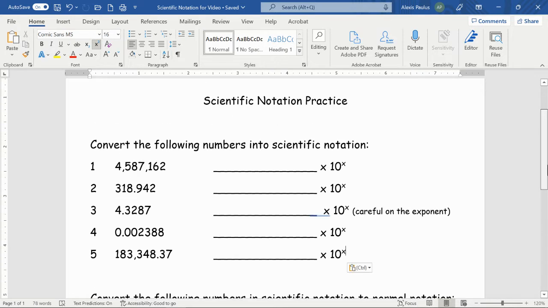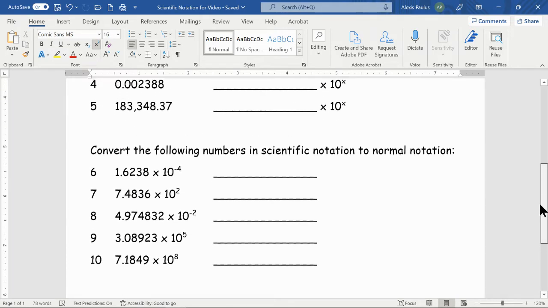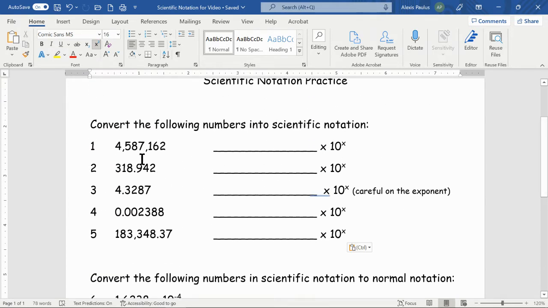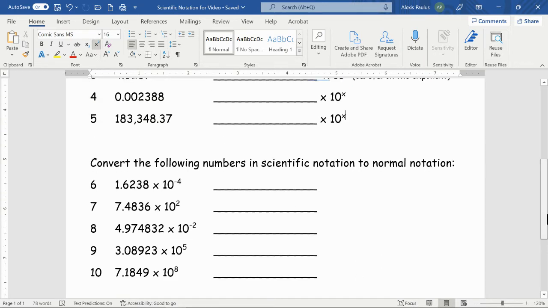I'm sure you got plenty of practice with this in chemistry. All right, assuming you took chemistry, some of you may have taken physics. All right, without further ado, so this looks very similar to the handout that you should have. I've just made a slight modification. I've added the exponent here. So what we're going to do is convert 5 normal notation numbers into scientific notation, and then we will convert scientific notation into normal notation. All right, here we go.